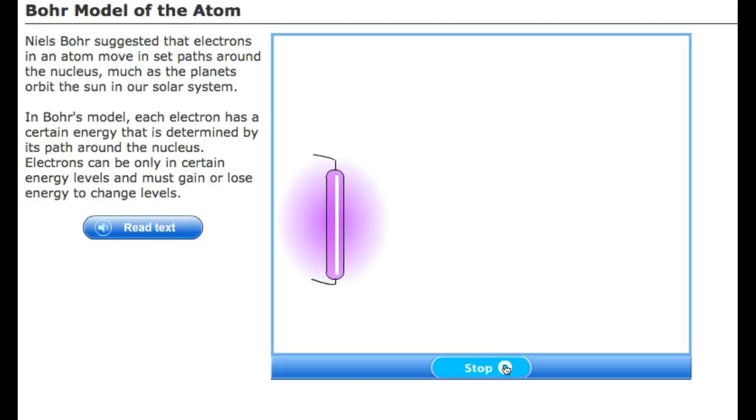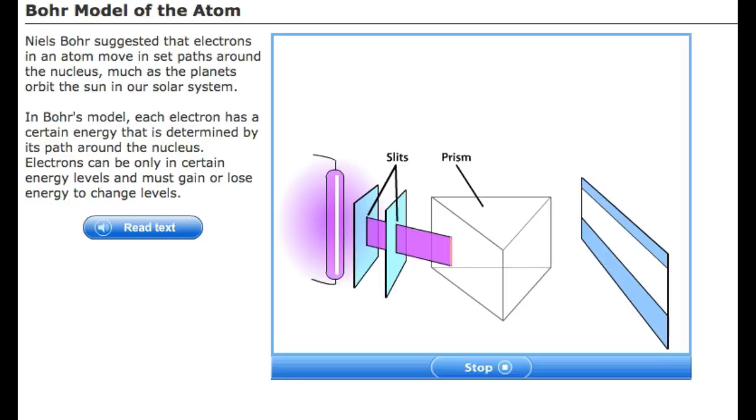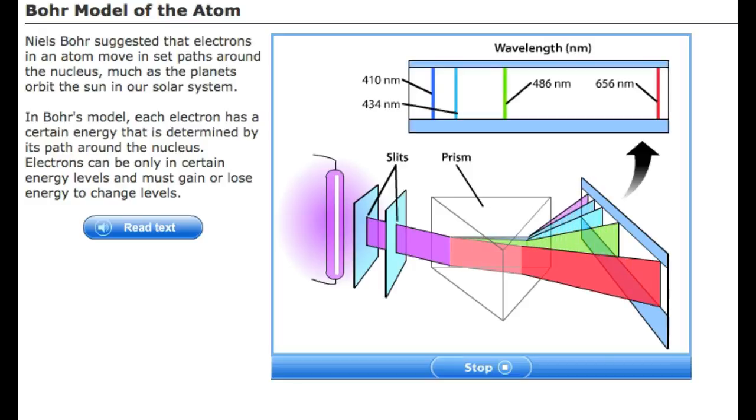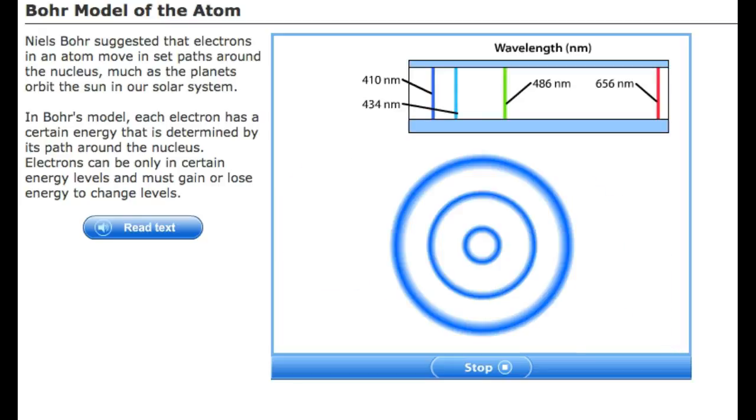In the late 19th century, scientists observed that a characteristic lavender light was produced when a high-voltage electric current was passed through hydrogen gas. When the lavender light was sent through a narrow slit, then through a prism, it separated into distinct lines of different colors. In 1913, the Danish physicist Niels Bohr proposed a model of the hydrogen atom that explained atomic spectra.